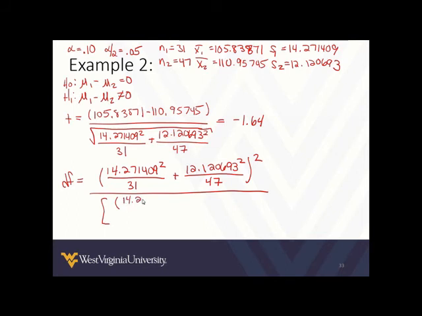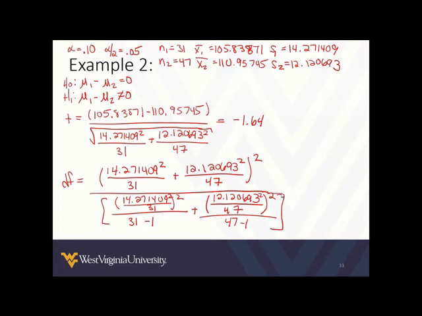all divided by, let's see, 14.271409 divided by 31, quantity squared, all divided by 31 minus 1, plus the quantity of 12.120693 squared over 47, squared, all over 47 minus 1. So very complicated, and if you type this into your calculator correctly, you should get 56.93, which we will round to 57.